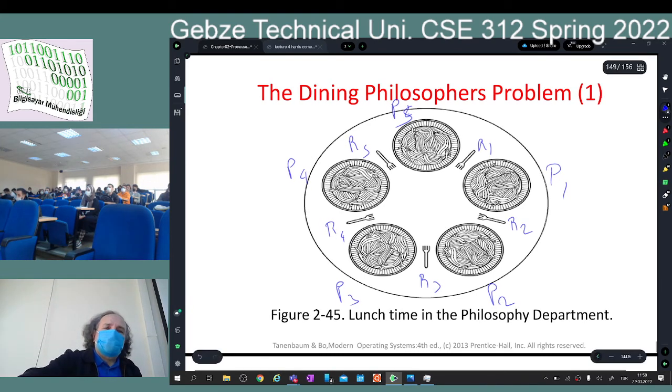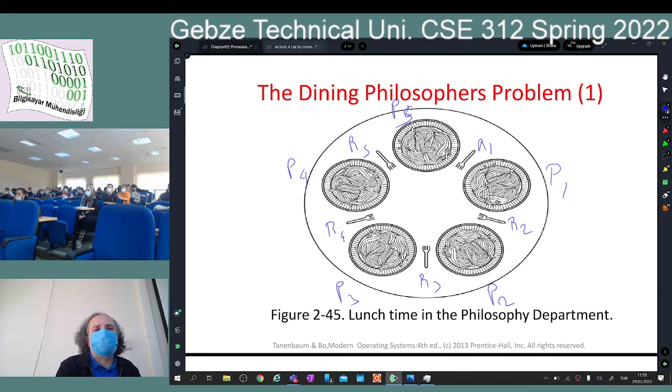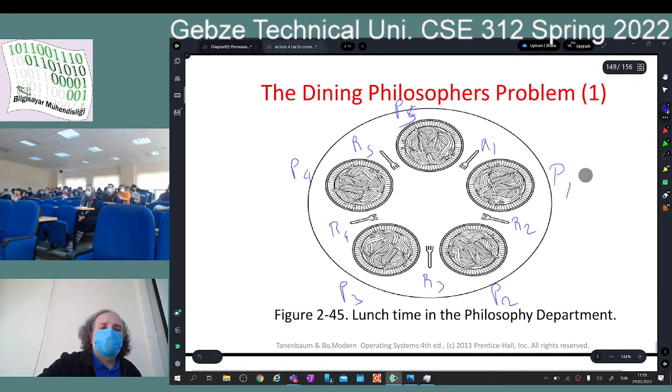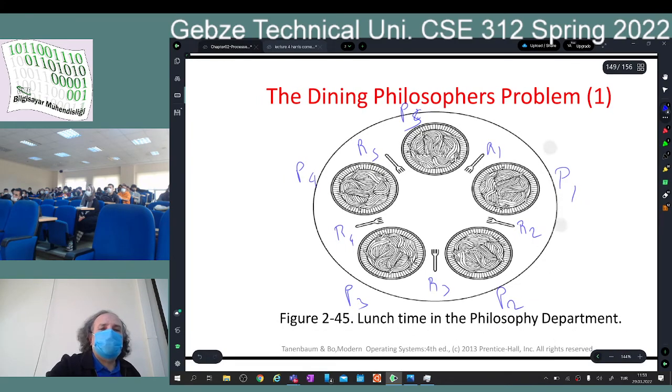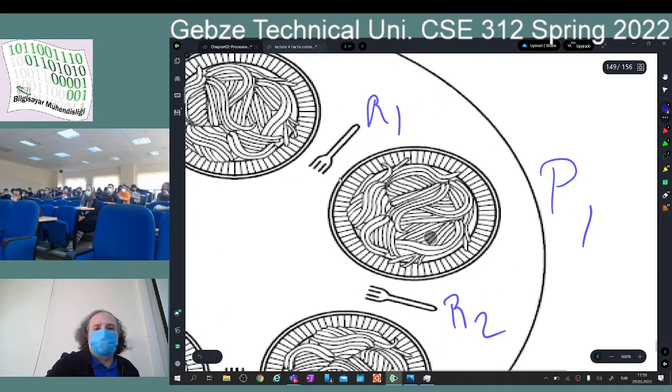If P1 can get these two resources, it can run. So we kind of changed it, and we said that there are 5 philosophers sitting around the round table. All they do is think and eat. Well, they can think without affecting anybody else, but when they are hungry and they like to eat, philosopher number 1 needs to get fork number 1 and fork number 2 and start eating his pasta.